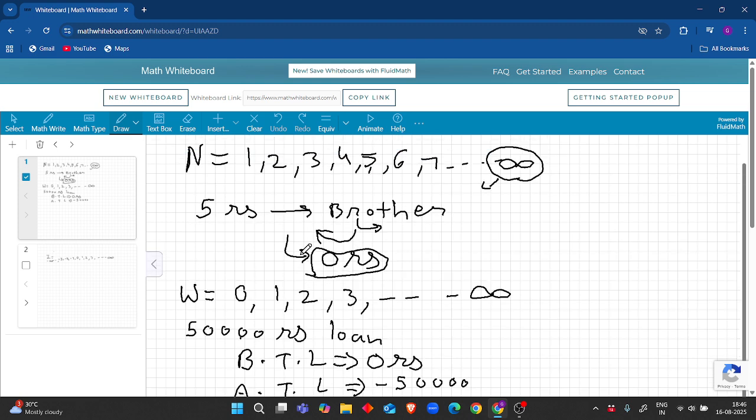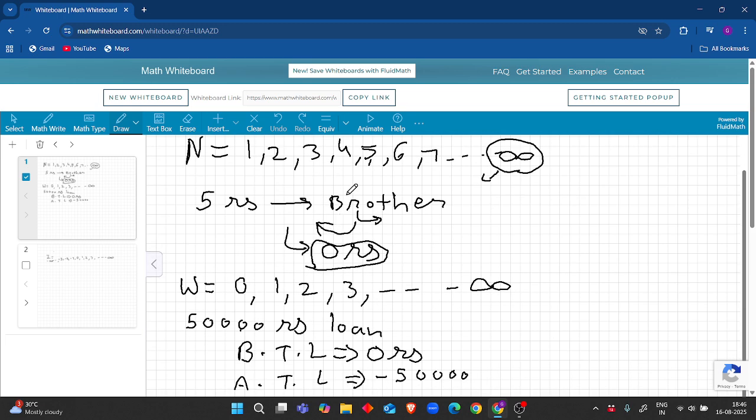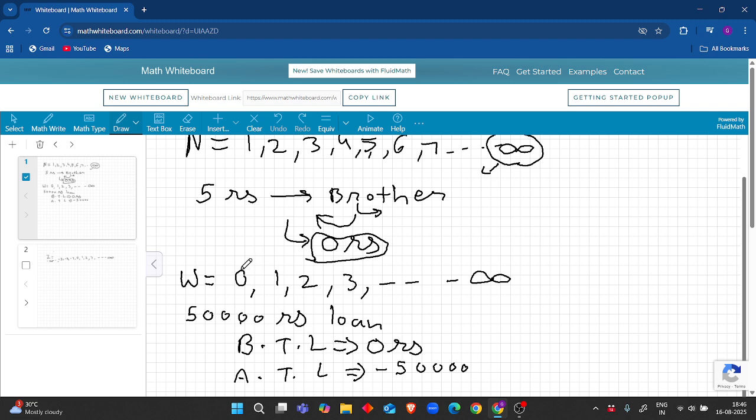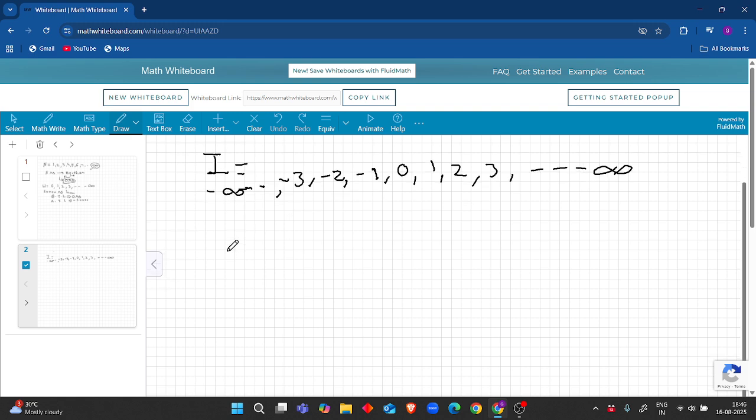So what have we studied till now? We studied natural numbers, which are called counting numbers like 1, 2, 3, 4, 5, 6 till infinity. Then we studied whole numbers: 0 with natural numbers. Then we studied integers: negative numbers with the set of whole numbers. Now our main topic is rational numbers.